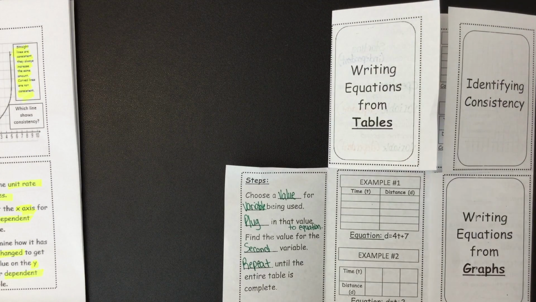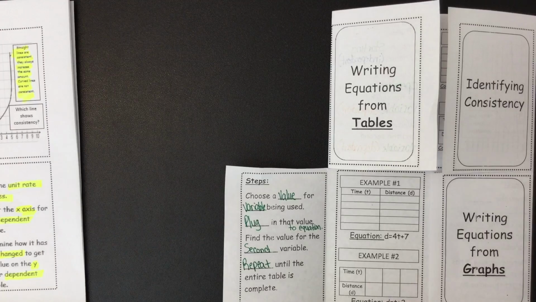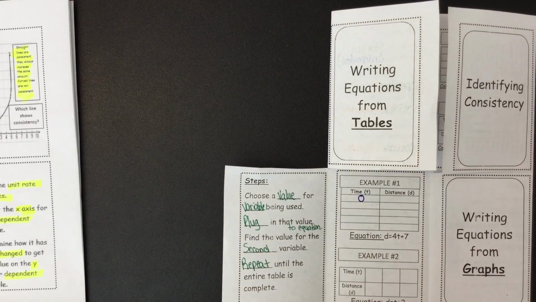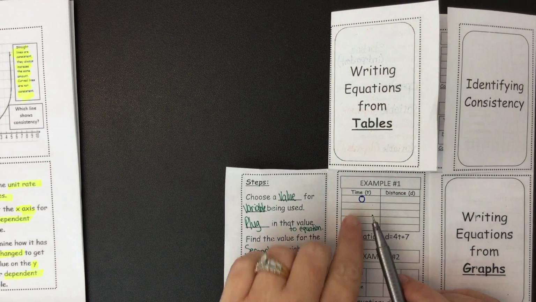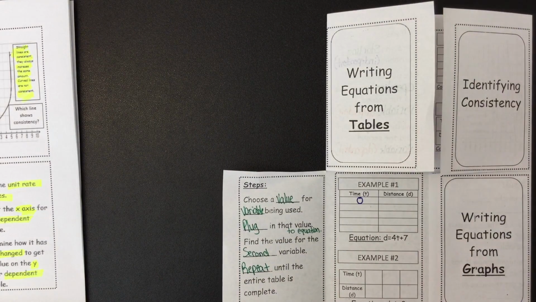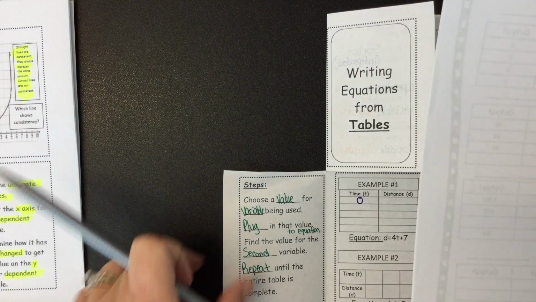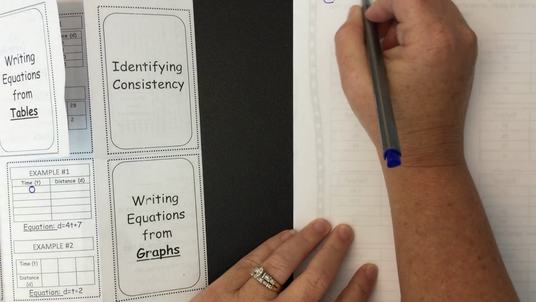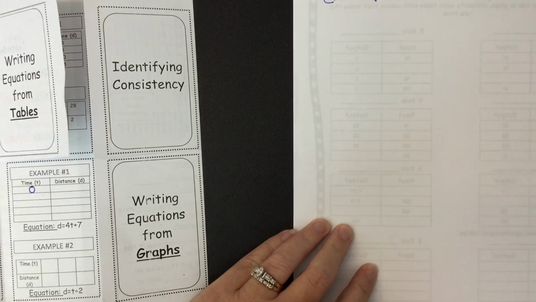Okay, so let's look at some examples. I'm going to choose a value. I'm just going to choose any value. I always like to start with 0, because working with 0 is pretty darn easy. So I'm going to choose 0 for T. Come down here and I plug it in. Let me get a sheet of paper so we can practice plugging this in. Keeping my equation, here I have my equation of D equals 4T plus 7.